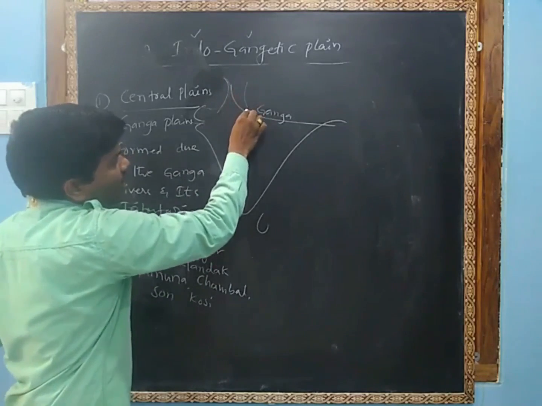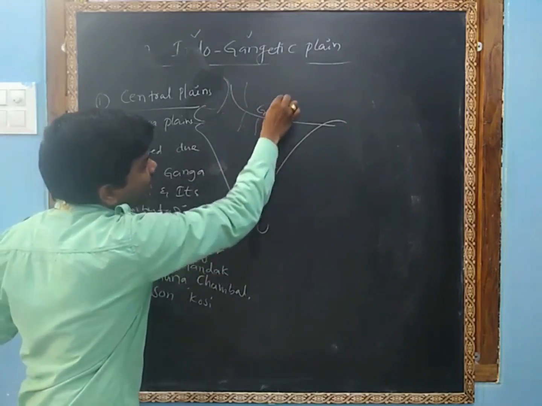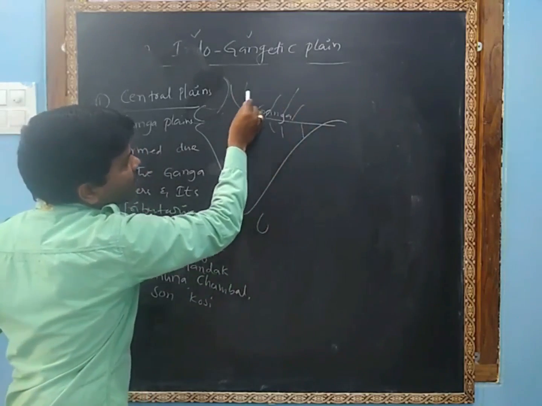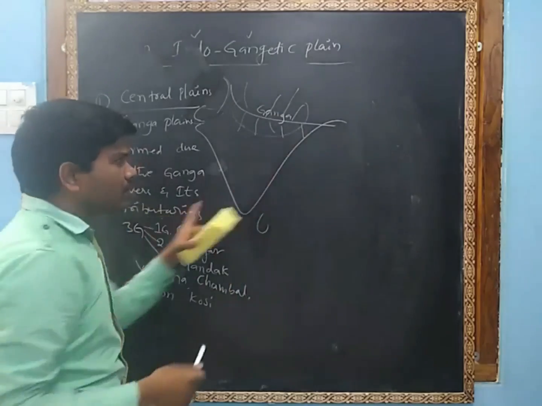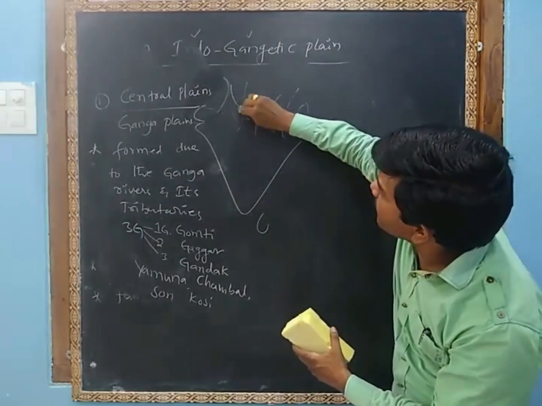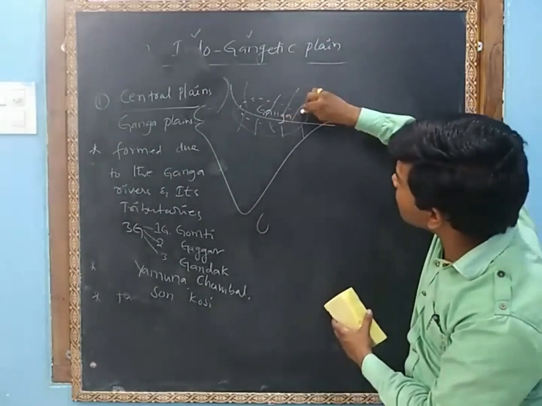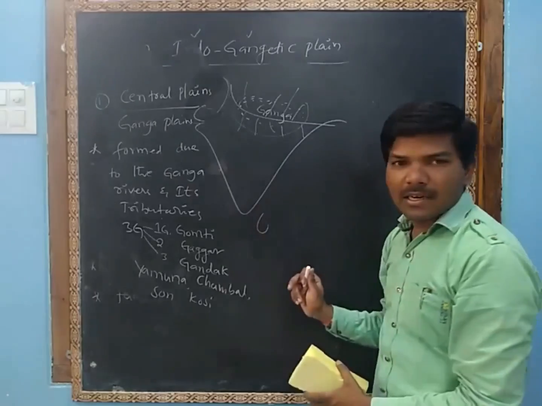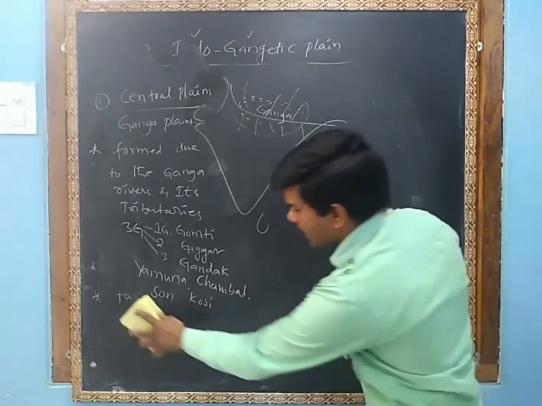And see, here one river, here one river, here one river. So all these rivers brought alluvium. All these tributaries brought alluvium and they deposited it in this area. The clay and the silt were completely deposited in this area. Hence this became very fertile land.